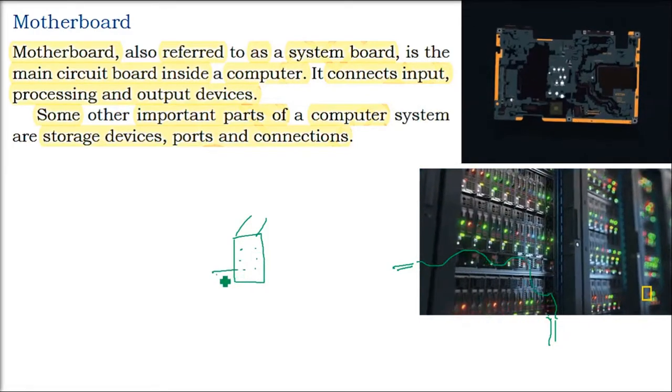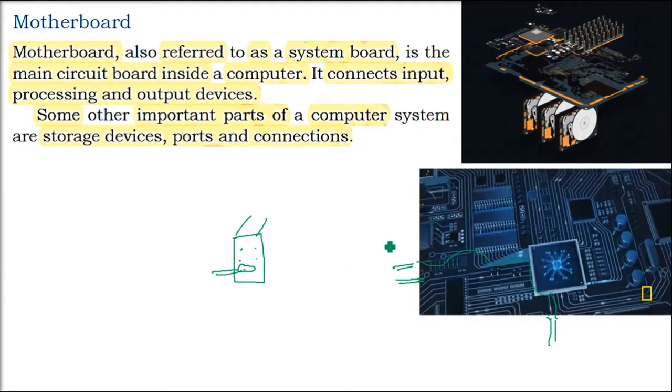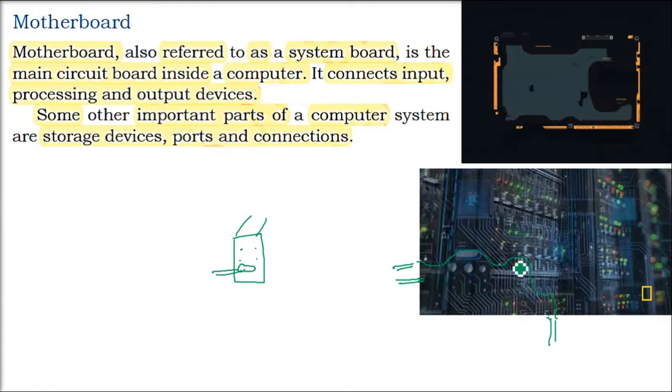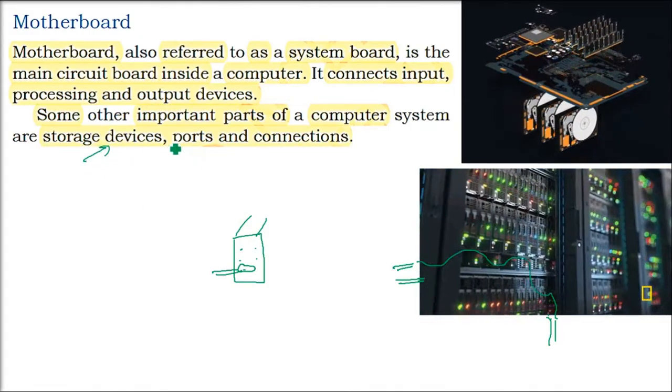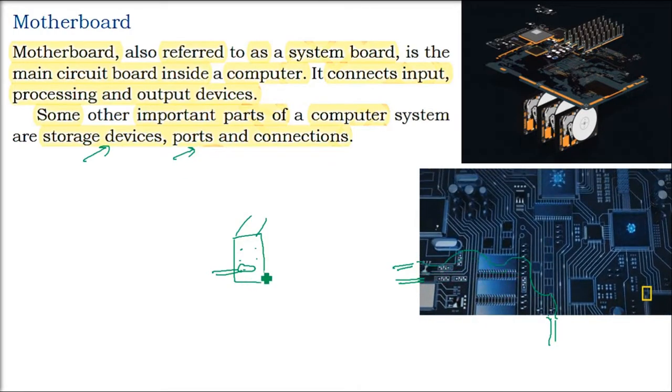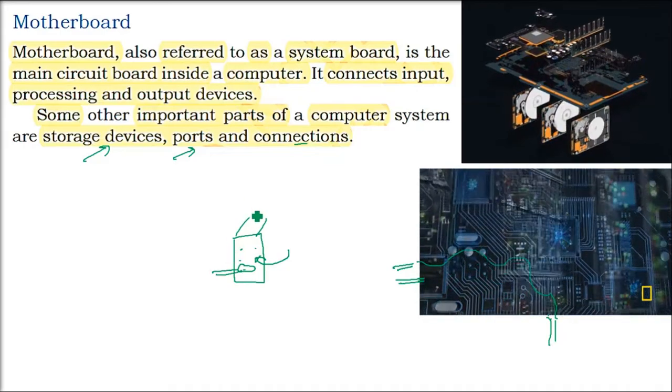So you see, I'm making a box, the CPU, and at the back side we have the ports where you can input. But where are these ports? These ports are actually on the motherboard. So some of the important parts of a computer, as we just saw, are storage devices, ports and connections. And the motherboard is the key.